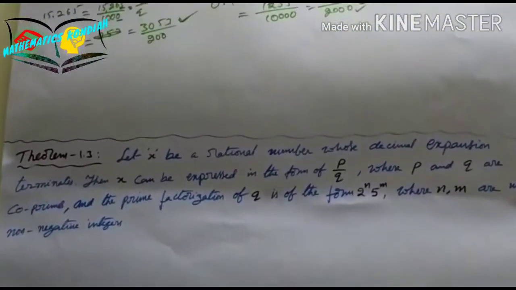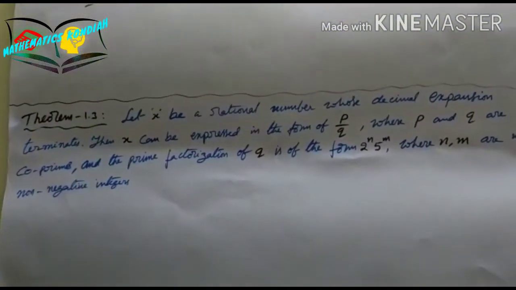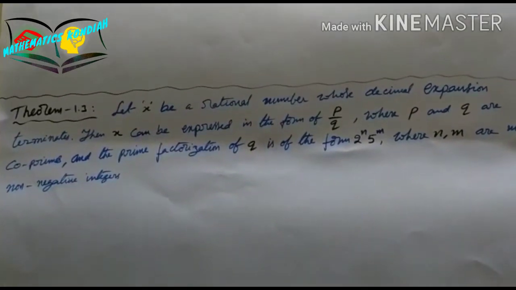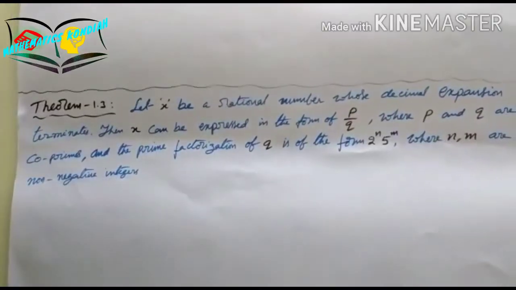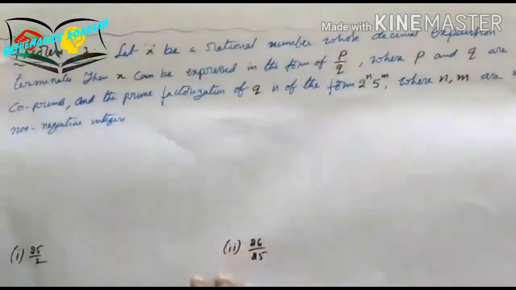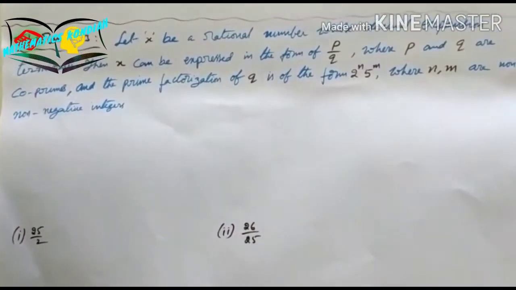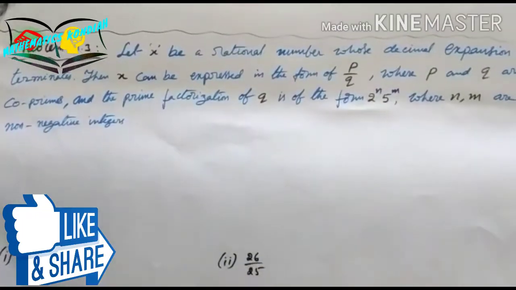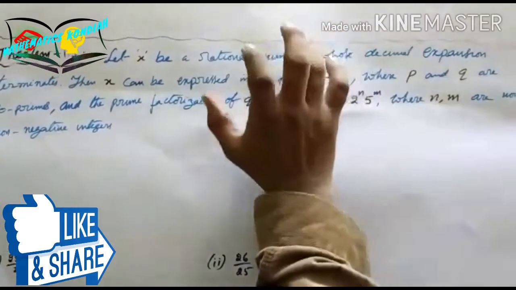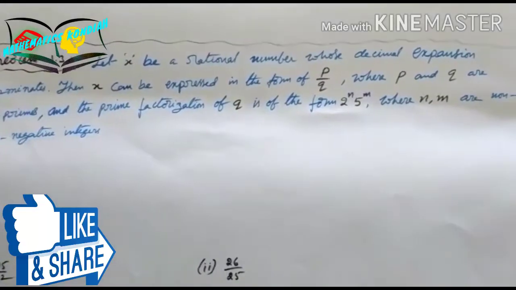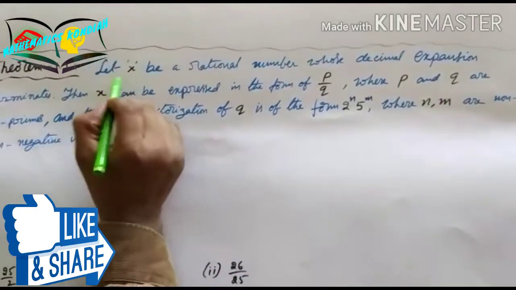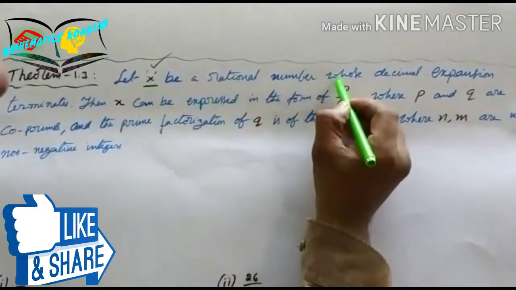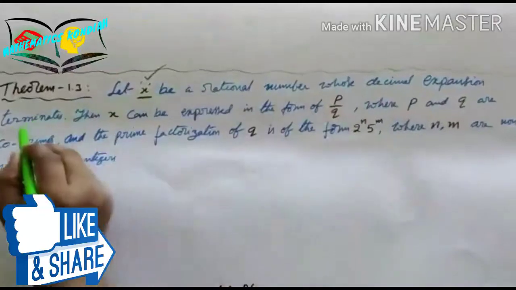Go to theorem 1.3. What is the meaning of theorem 1.3? How to directly say whether a number is terminating or non-terminating according to this theorem. First of all, you discuss the theorem. Let x be a rational number. What is the meaning of x? X is a rational number whose decimal expansion terminates.